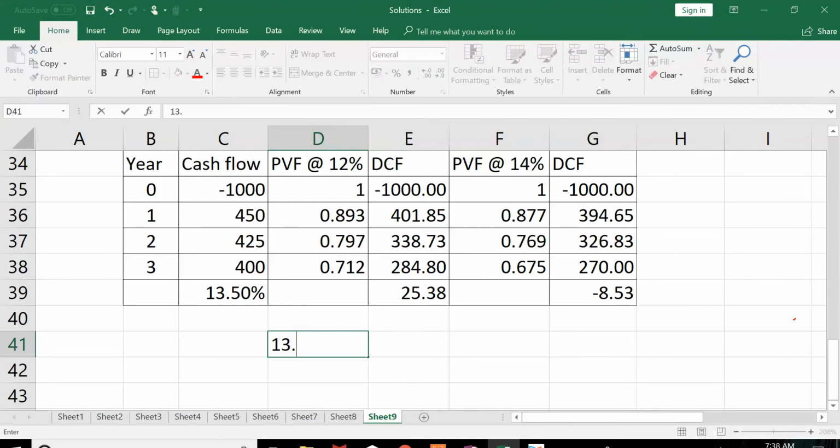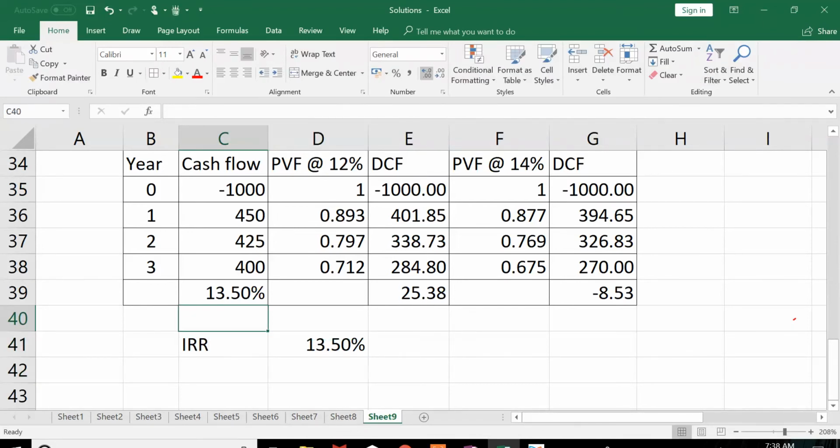You will get it as 13.50%. If you apply the formula or the timeline approach, it's going to be 13.50%. Any doubts on 13.50%? Clear? Can we proceed? Any doubts on this?